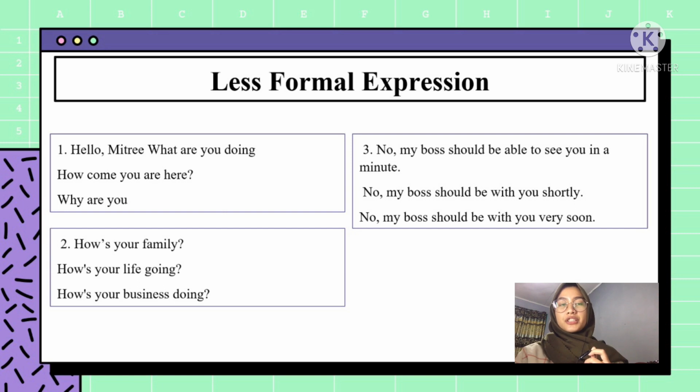Next, if the secretary wants to ask about the visitor's life, the secretary can ask something like, "How's your family? How's your life going? And how's your business doing?"